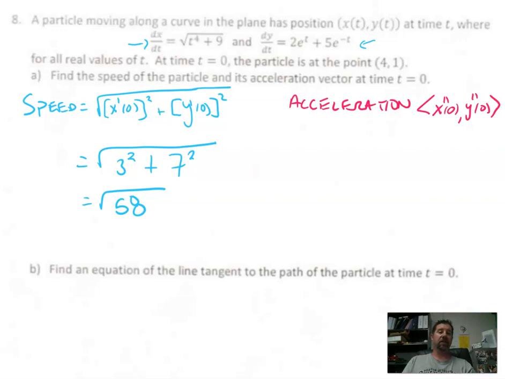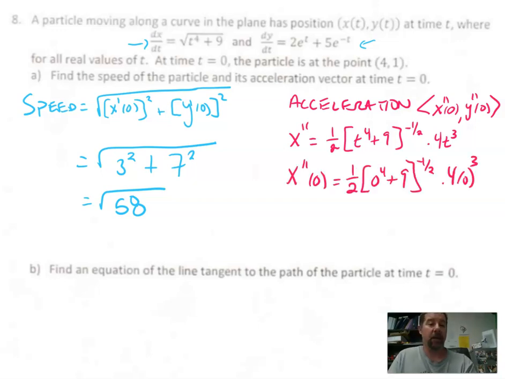The acceleration vector, again, acceleration is the second derivative. So it's x double prime and y double prime at 0. x double prime is 1/2 times (2t^4 + 9) to the negative 1/2 times 4t cubed, chain rule. Now I've got to evaluate that at 0. And when we plug in 0, I get a bunch of stuff times 0, so there's just going to be 0.